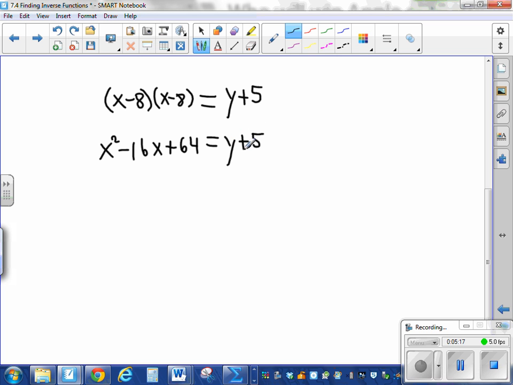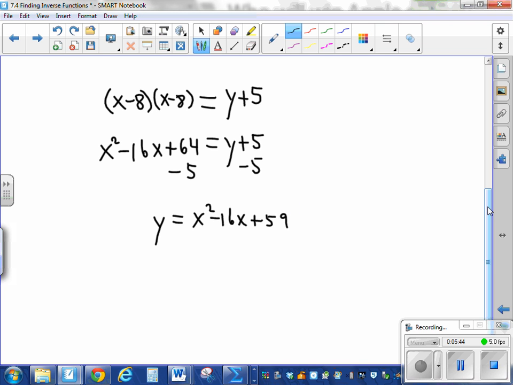All right, last step to get this y by itself, you got to subtract 5. You got to put it under the 64 because these two are the like terms on this side. So I'm going to kind of switch it around now. So put the y on this side because that's normally where the y goes. And you're going to get x squared minus 16x plus 59. All right, and that is your inverse function.